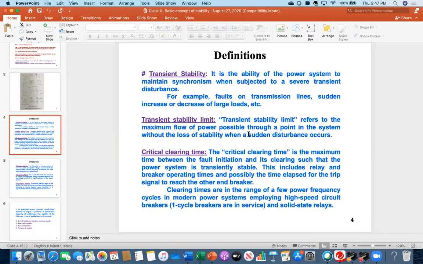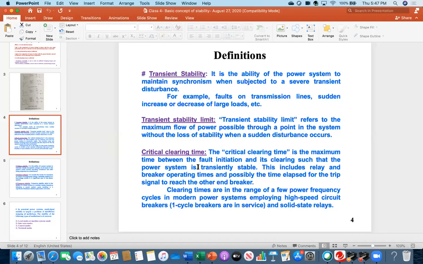This means until that point, the system will be stable, the system will come back. If the power flow is too much, then the system will lose synchronism. System stability will not be maintained. That is the definition of transient stability limit.